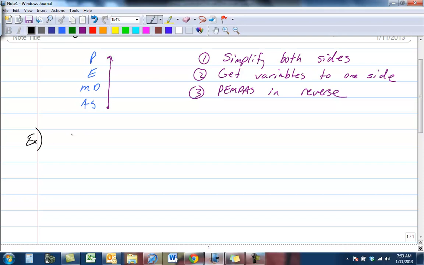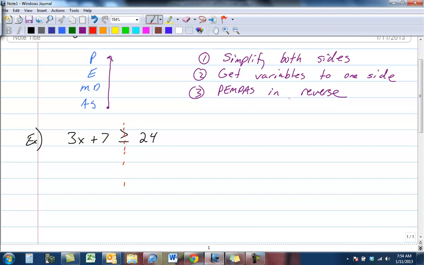How about 3x plus 7 is greater than or equal to 24. All right, so here's our inequality. We're going to simplify both sides. Can I do anything to this left side? No, 3x plus 7, they're not like terms or anything. This side is a single number, so step 1, check. We're all done. Get variables to one side. Well, we only have one set of variables, 3x. So step 2 is done.